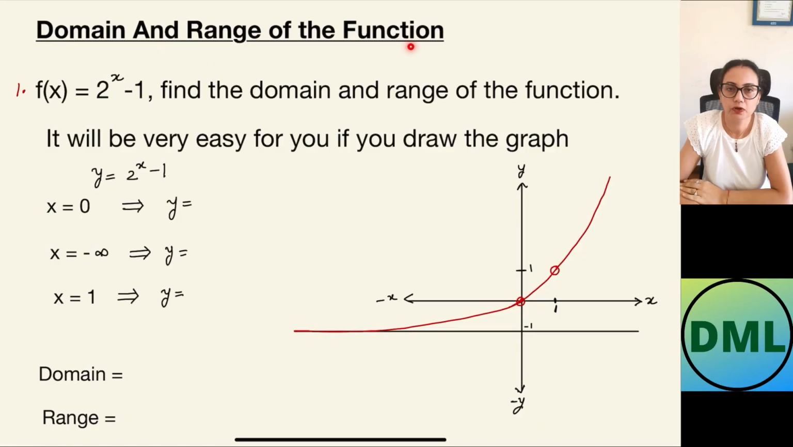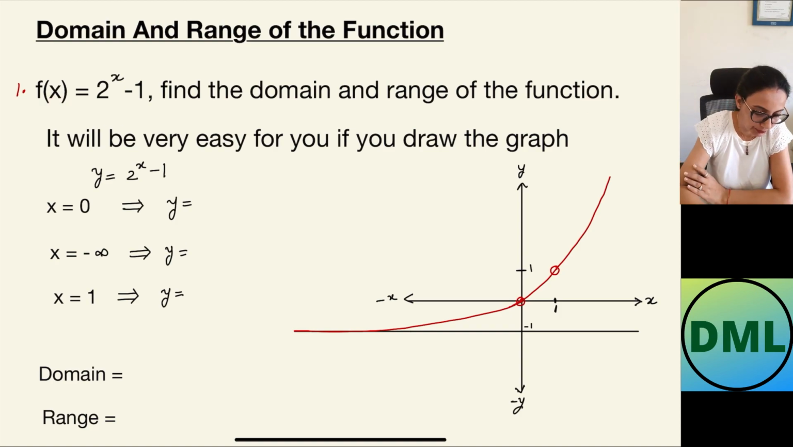Domain and range of the function. Let's see the first example here. f of x is given by 2 to the power x minus 1. Find the domain and range of the function. This function will be written as y is equal to 2 to the power x minus 1.